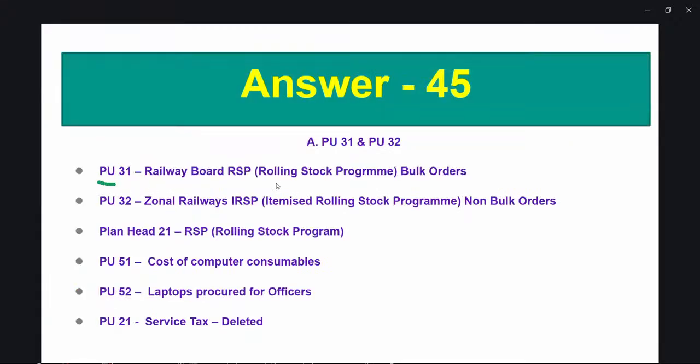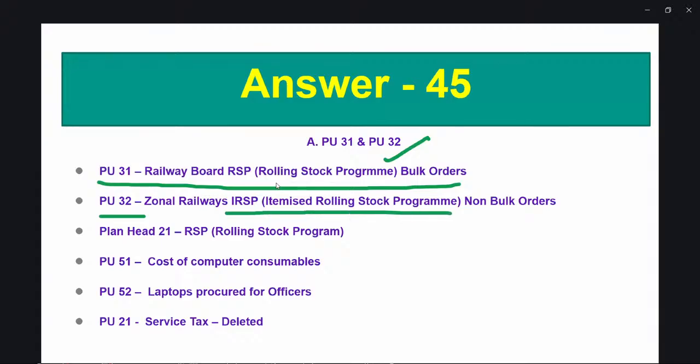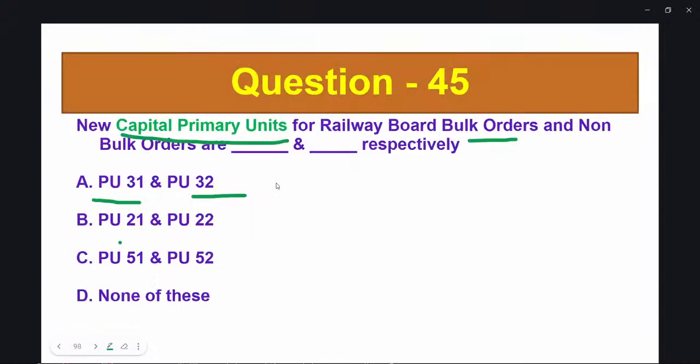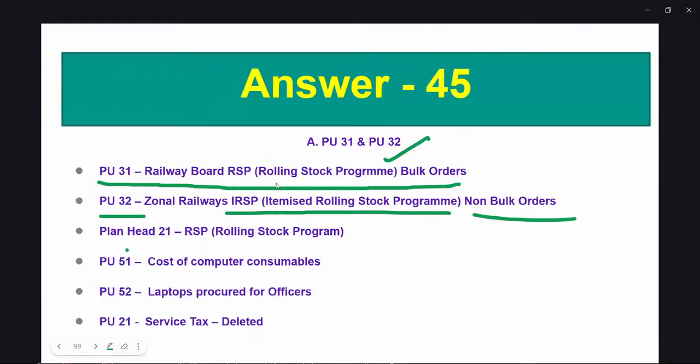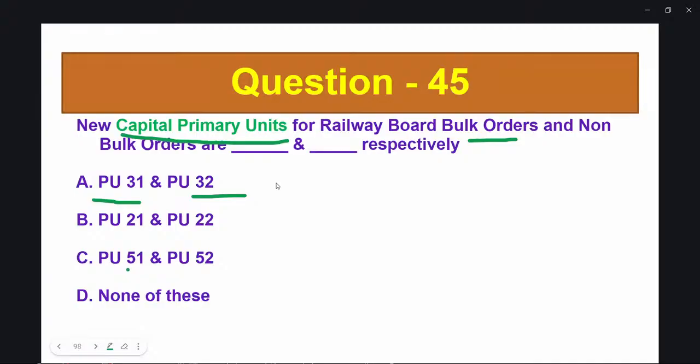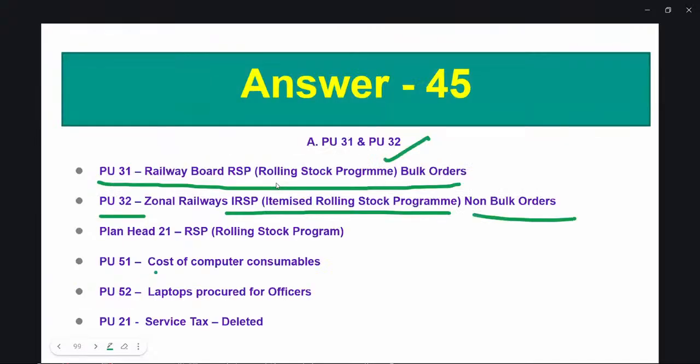See, 31 is bulk orders or RSP. 32 is the Zonal Railways IRSP, Itemized Rolling Stock Program, that is non-bulk orders. This 21, it is the planned, not. This 51, 52 here it is not mentioned. Capital and revenue both are the same.